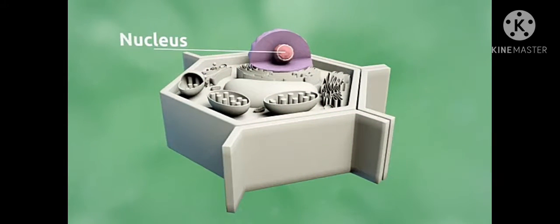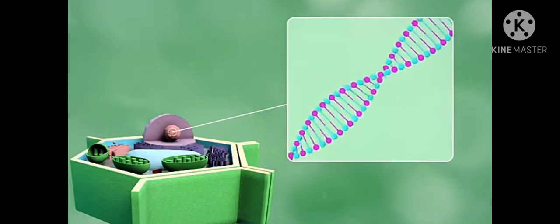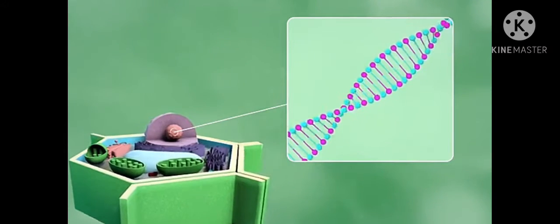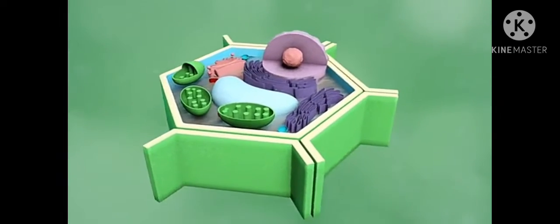The nucleus is in charge of all cell functions. DNA is stored in the nucleus. DNA is made up of genes, which hold genetic information. When plants reproduce, the genetic material will pass on to the new plant. For this reason, new plants will have the same characteristics.